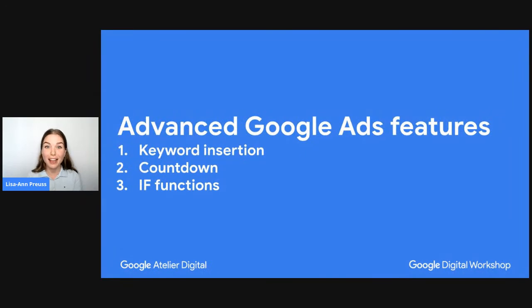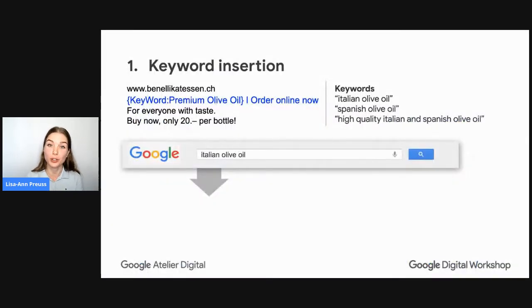And now, let's check out some advanced Google Ads features. Starting off with the keyword insertion. And as the name suggests, by adding a keyword placeholder, we allow Google Ads to replace that with a keyword that we're bidding on depending on a user's search term.